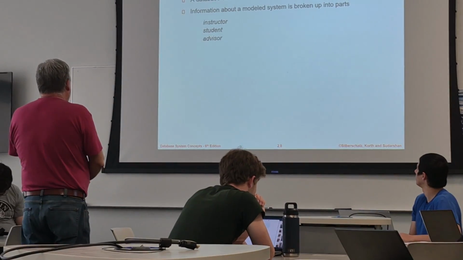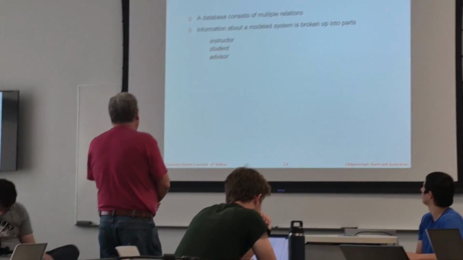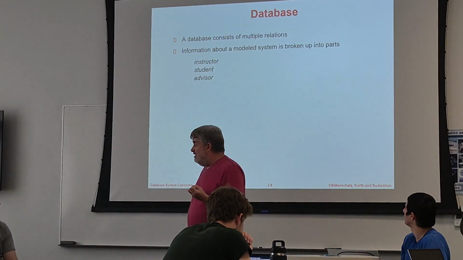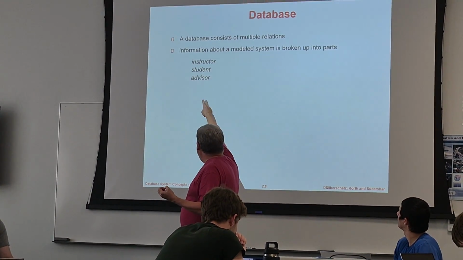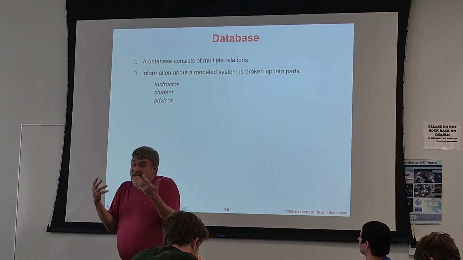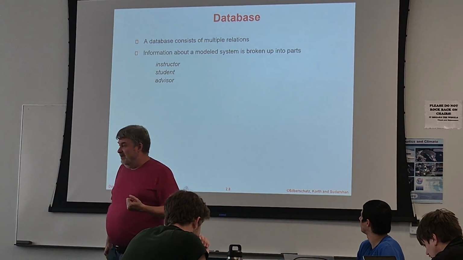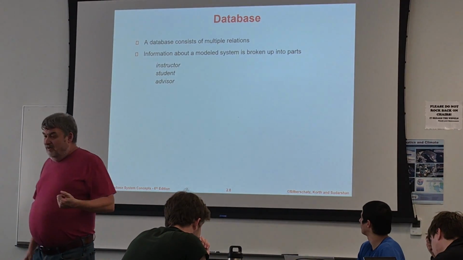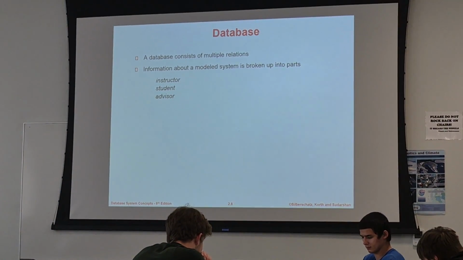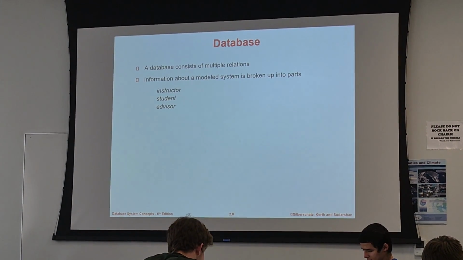An advisor is basically a combination, if you look at your database design handout, of the IDs in the instructor table and the student table. And so basically it's a glue table in this case that glues together all of the details of instructors with the students that they advise.